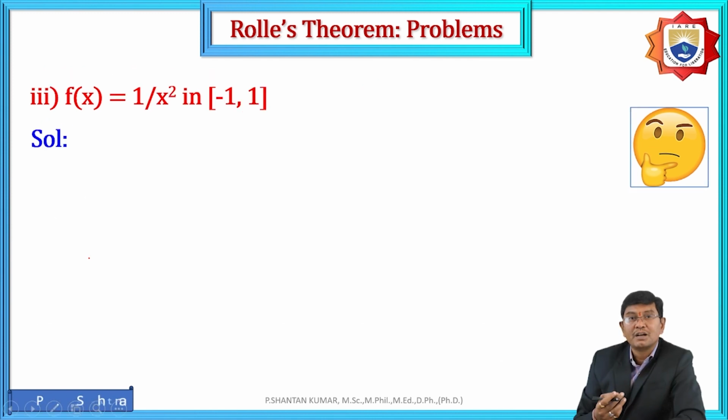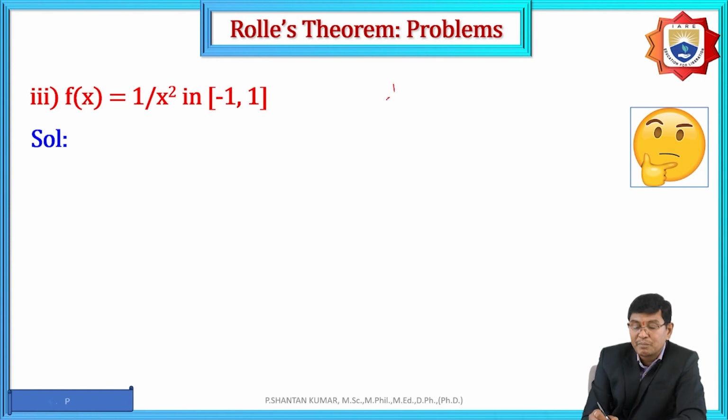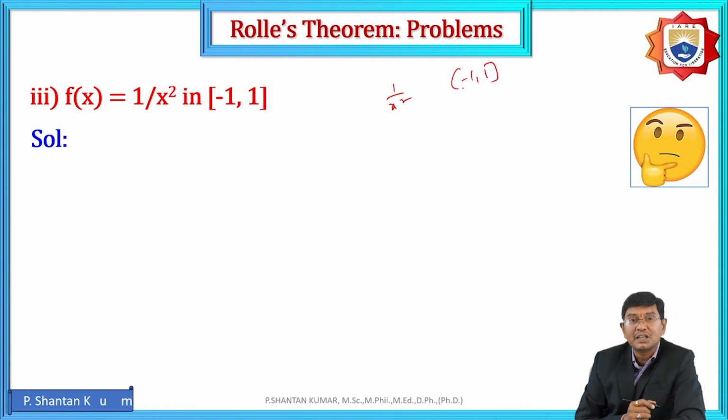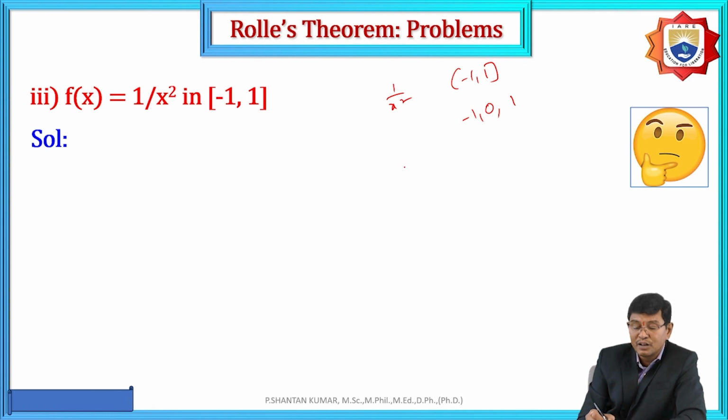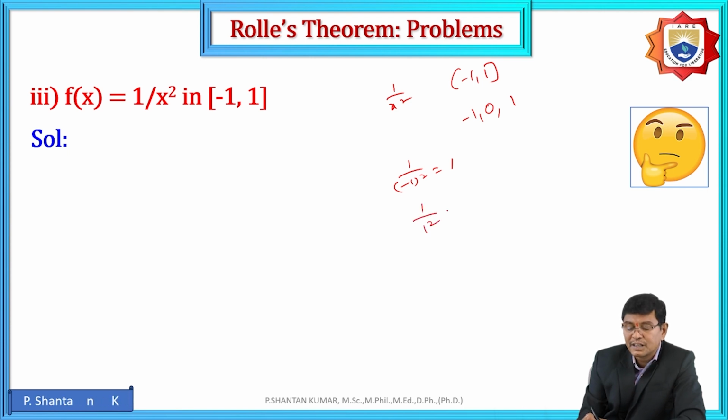For example, consider this one. Here the function is 1 by x square, and the limits are minus 1 comma 1. As per Rolle's theorem, minus 1 comma 1 includes minus 1 and 1, and the middle value is 0. Checking continuity in the closed interval, at minus 1 the value is 1 by minus 1 whole square, which is 1 only, and 1 by 1 square is also 1. That means both are finite values.